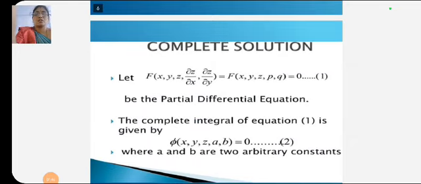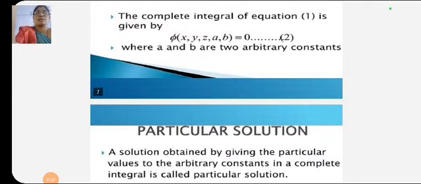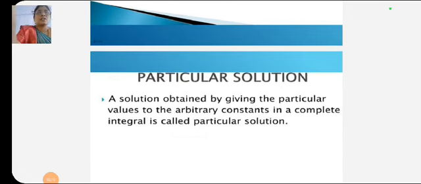The complete solution: let f of x comma y comma z comma dou z by dou x comma dou z by dou y, that is f of x comma y comma z comma p comma q equal to 0, be the partial differential equation. The complete integral of equation one is given by phi of x comma y comma z comma a comma b equal to 0, where a and b are two arbitrary constants. A particular solution is obtained from the complete integral by giving particular values to the constants.